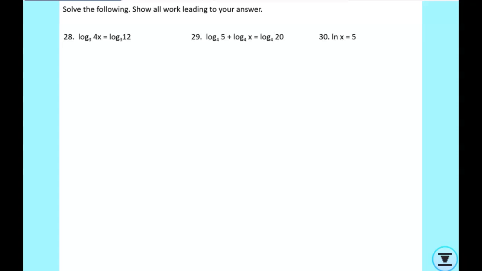The last section is solving. We have a mix of logarithmic and exponential equations that we're going to solve, and we want to make sure that we show any work that we have to do to get our answer.